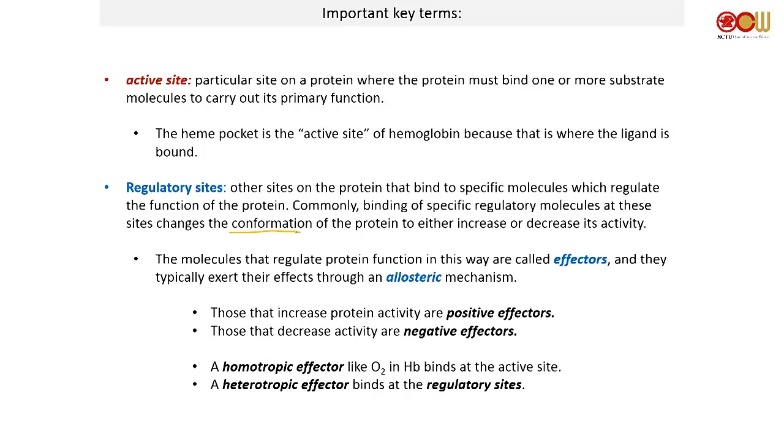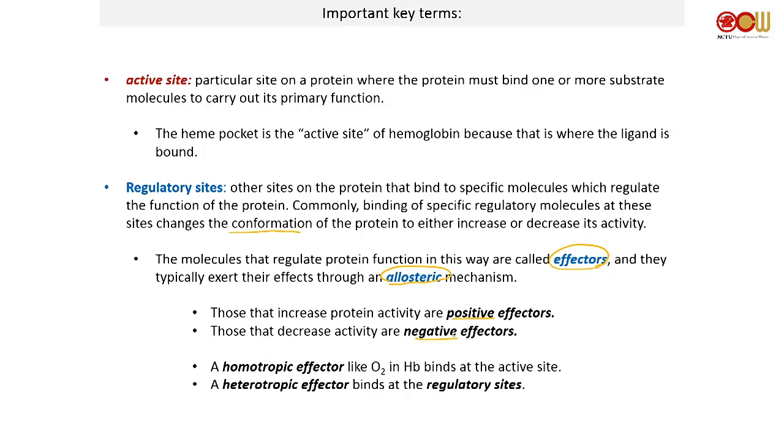Okay, and then that changes the activity. So the molecules that regulate protein function in this way are what we call effectors. And then they typically exert their effect through allosteric mechanisms. Do you see why I care so much about allosteric effects? Those that increase protein activity are positive effectors. Those that decrease activity are negative effectors. So those should be pretty straightforward.